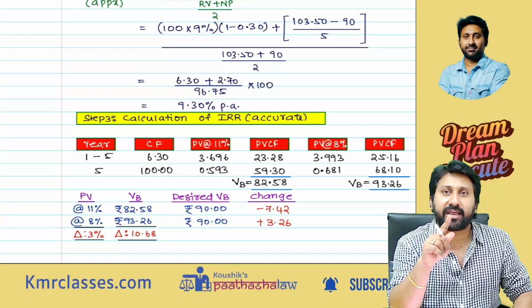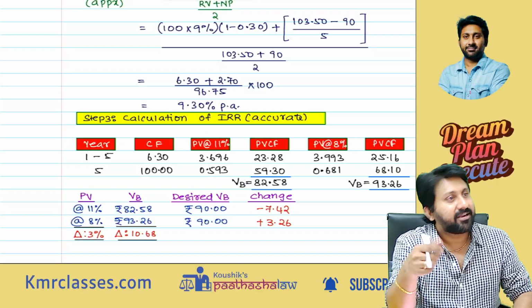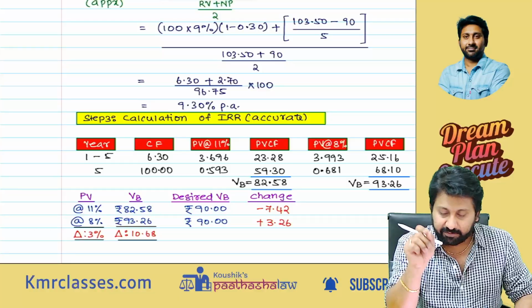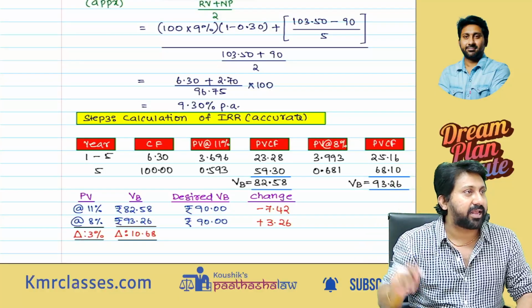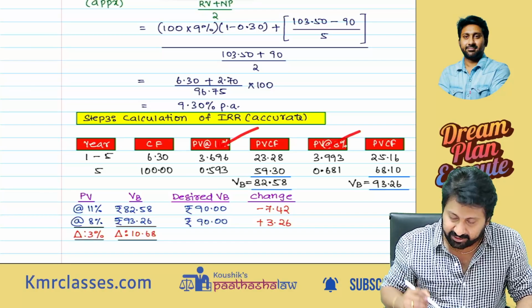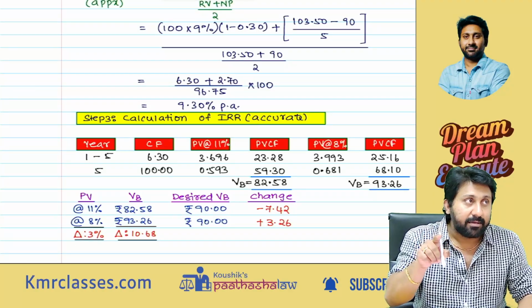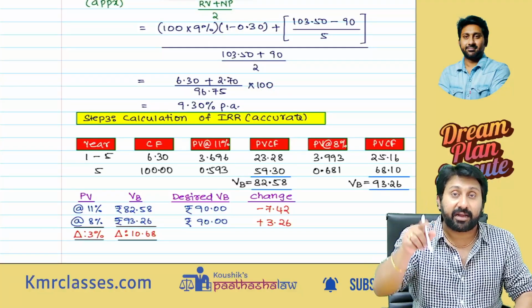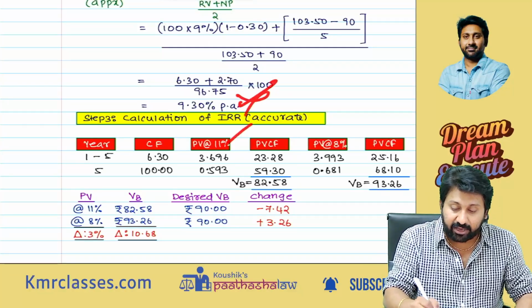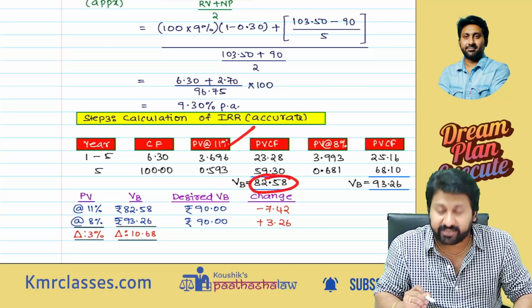Take one rate higher. 10.3 can't be taken, so take 11. Next, 1% lower: 8.3 can't be taken, so take 8. That's how I have taken 8 and 11. So 11, 8. PV at the rate of 11. Why are we applying PV? Because 9.3 is the YTM rate, also called the PV factor rate. This is not accurate. So at 11%, the price of the bond is 82.